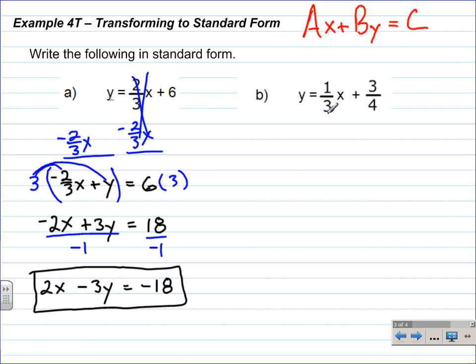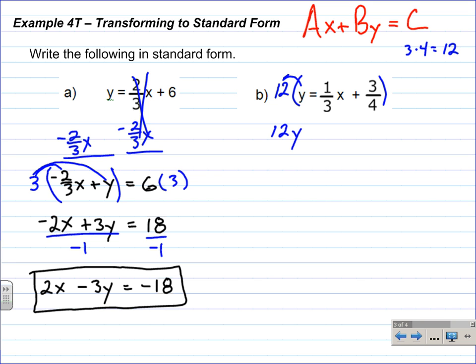And in this case, you can see we have two denominators, 3 and 4. If we go 3 times 4, that'll give us 12. And that's the least common multiple of 3 and 4. So when we multiply the entire equation by 12, we multiply 12 times y to get 12y.